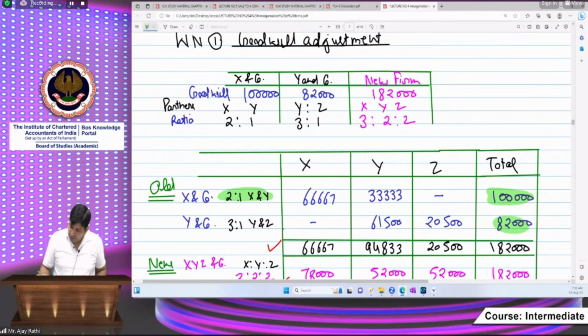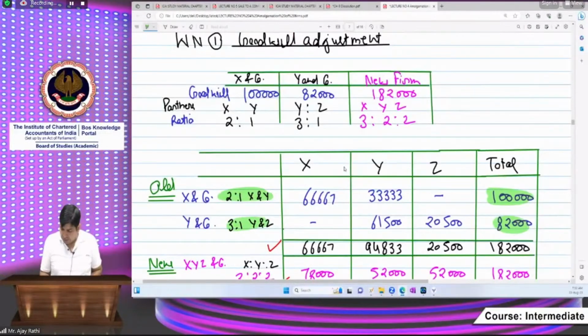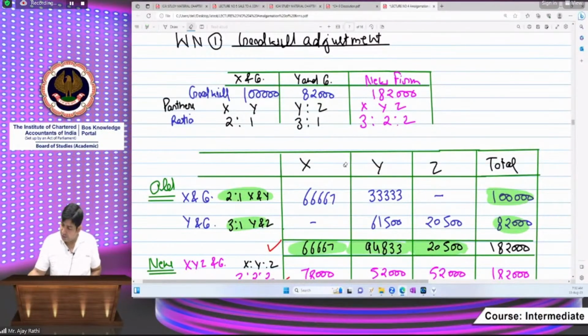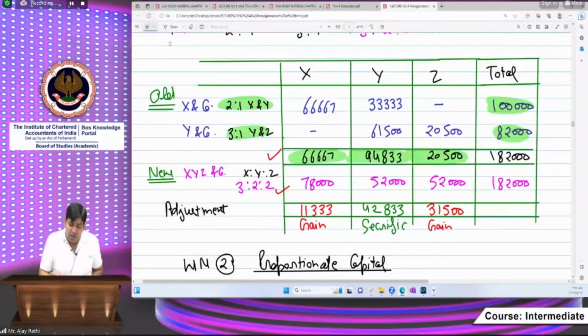Anyways, 82,000 is there for the YN company. Beta, if that could have been distributed, then it could have been distributed in this way. It means if they could have distributed all the goodwill among the old partners, then they could have received this amount. Okay, beta. But since the account has not been opened, now capital adjustments are there for the gaining and sacrificing for the unrecorded asset, that is the goodwill here. Beta, 182,000 is the total goodwill that could have been distributed to X, Y, and Z. Then they could have got 66,667, 94,833, 20,500, but they could not have distributed.